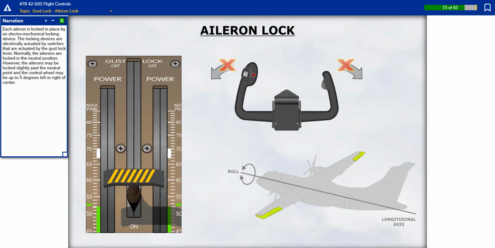Each aileron is locked in place by an electromechanical locking device. The locking devices are electrically actuated by switches that are actuated by the gust lock lever. Normally, the ailerons are locked in the neutral position. However, the ailerons may be locked slightly past the neutral point, and the control wheel may be up to 5 degrees left or right of center.